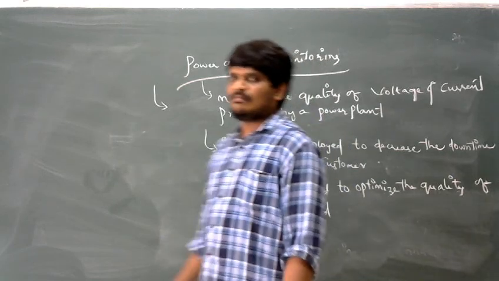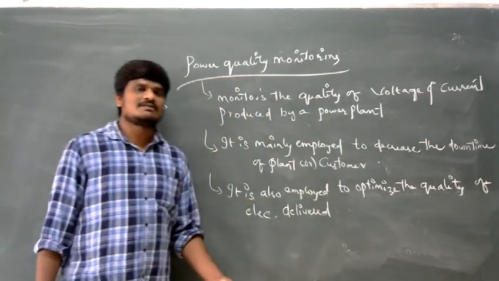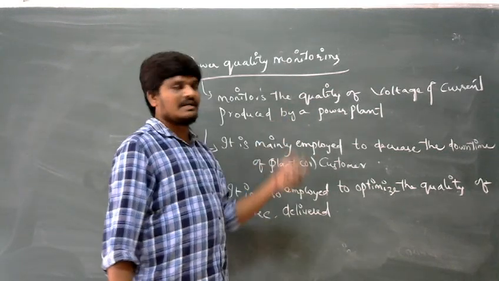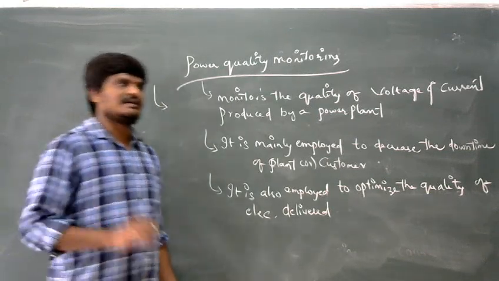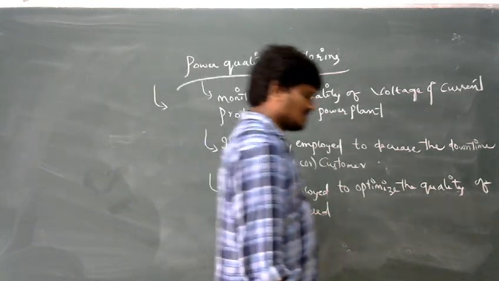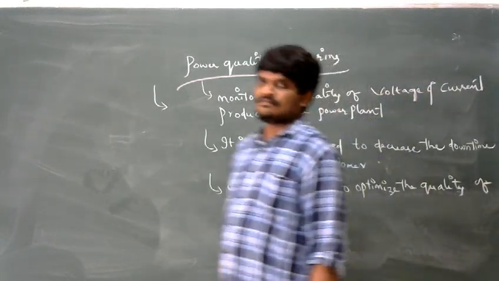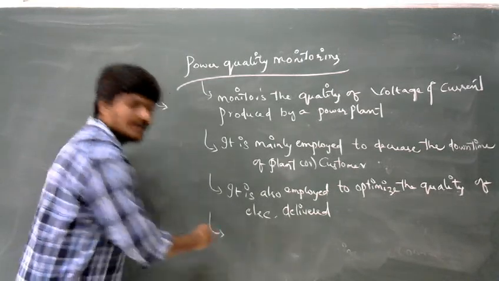What is the first point? It is mainly used to monitor the levels of voltage and current. Not only that, it is mainly employed for optimization of electricity. In order to optimize the levels of electricity, I am using this power quality monitoring technique. We will move to the next point now.